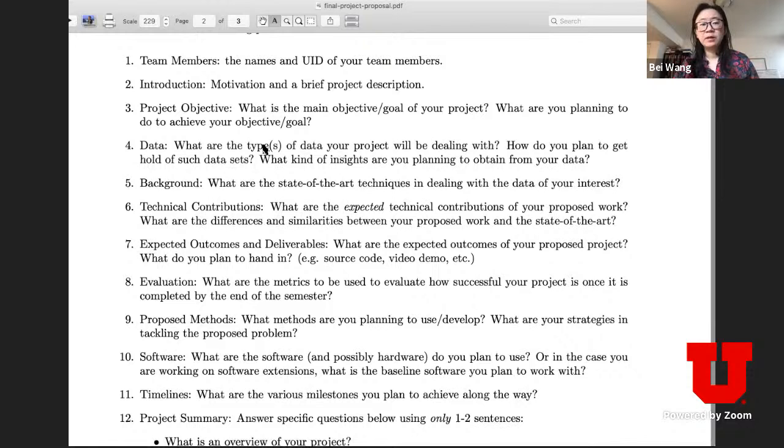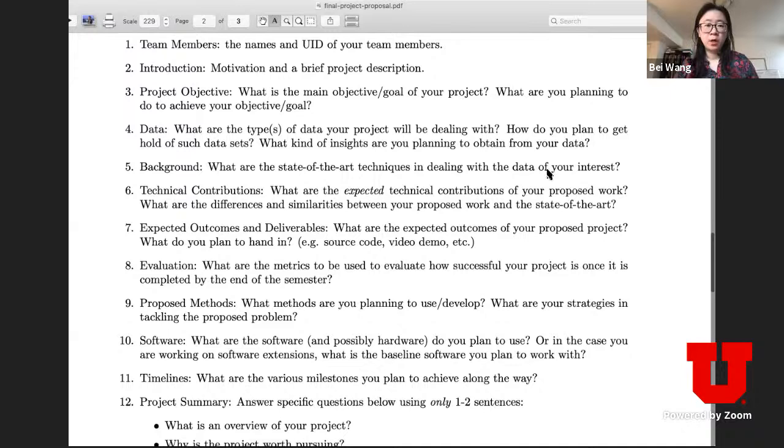Data: what type of data will your project be dealing with, and how do you plan to get hold of such data sets? And what kind of insights are you planning to obtain from your data? Background: what are the state-of-the-art techniques in dealing with the data of your interest? So if you're looking at bringing some topology into a machine learning model, then what is the state of the art in using the machine learning model? What is the state of the art in the application of such machine learning models?